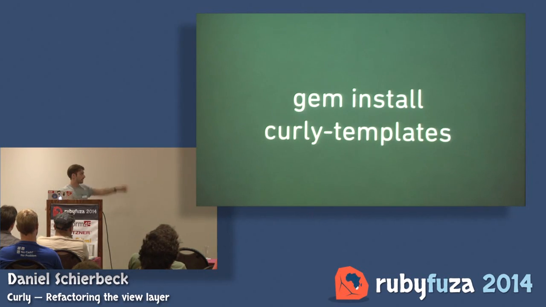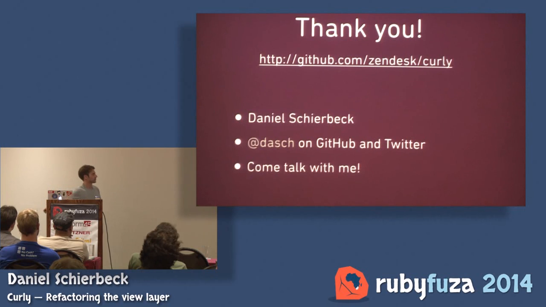It's available as a gem. Some asshole took Curly. Like a wrap around curl, how smart. Yeah, it's available as a gem, curly-templates. And it's also open source on github.com/Zenith/Curly. And yeah, I'm Daniel Schierbeck, and thank you for staying and not running out.